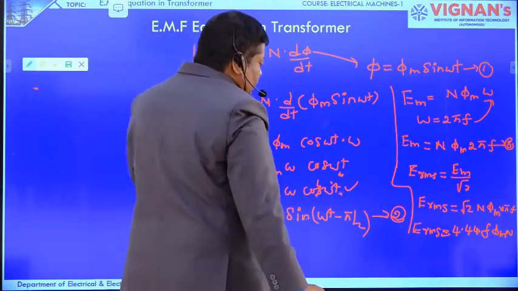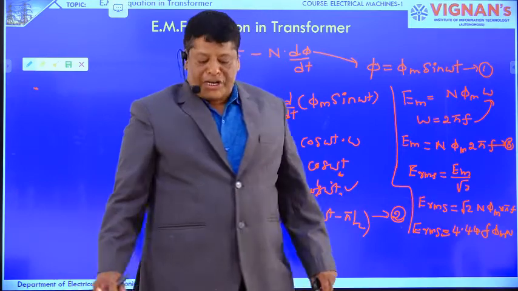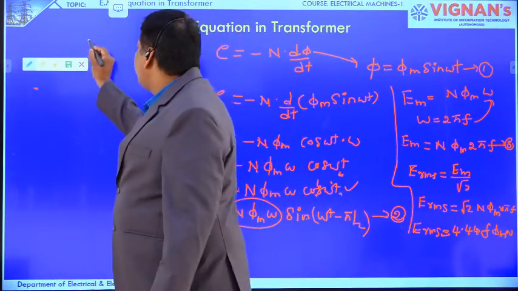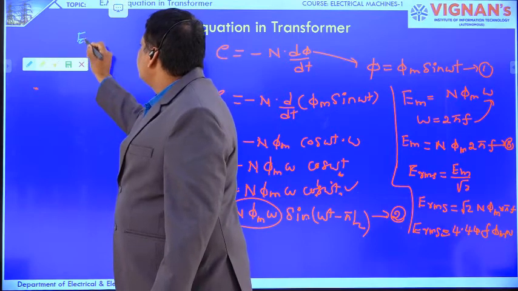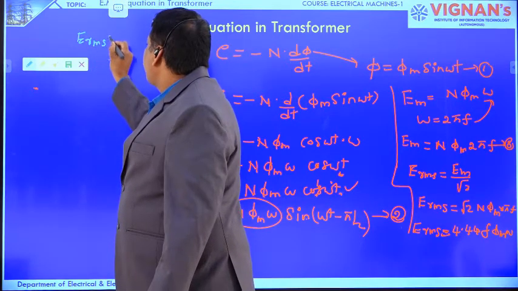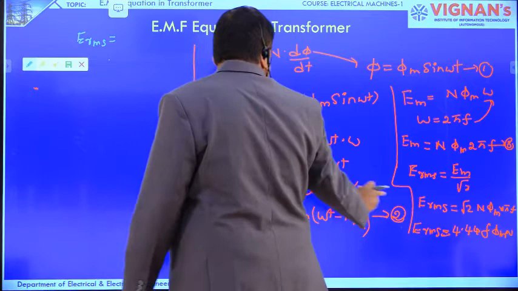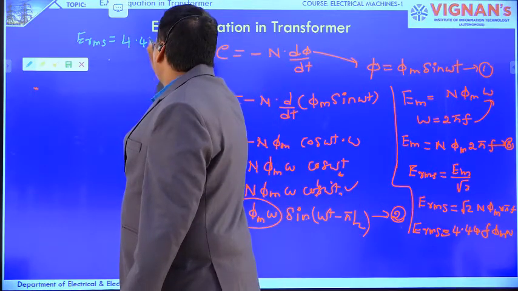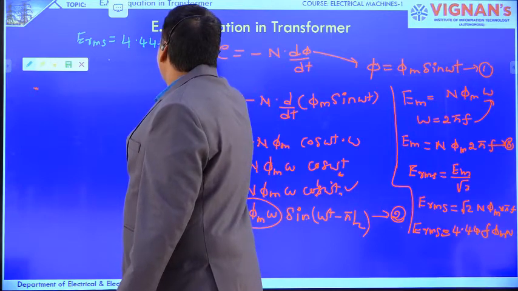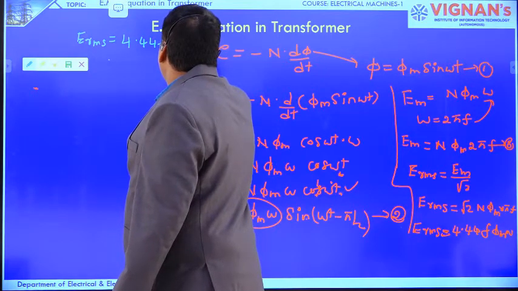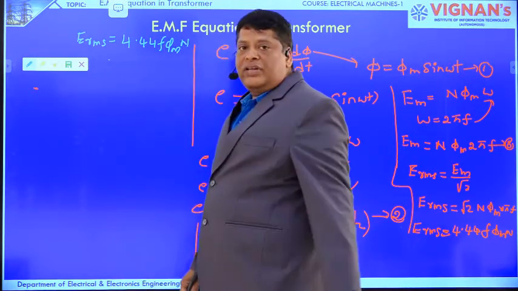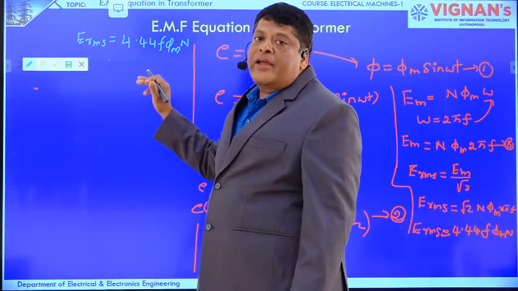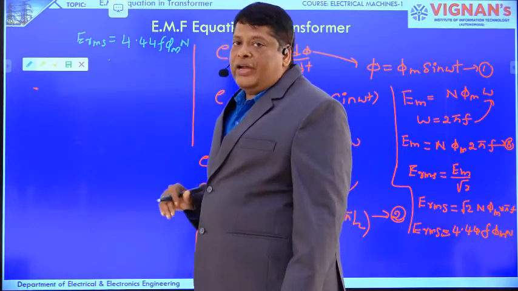Here, writing the RMS voltage induced in the coil: E RMS equal to 4.44 f φm N. This is the RMS voltage induced in any one coil.